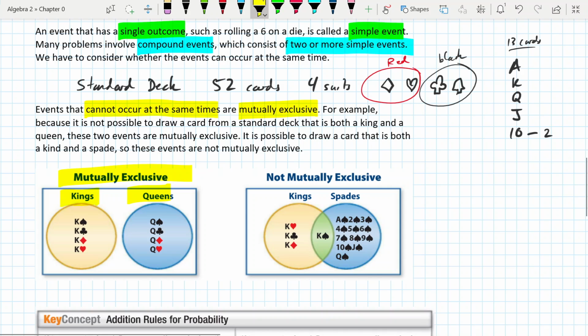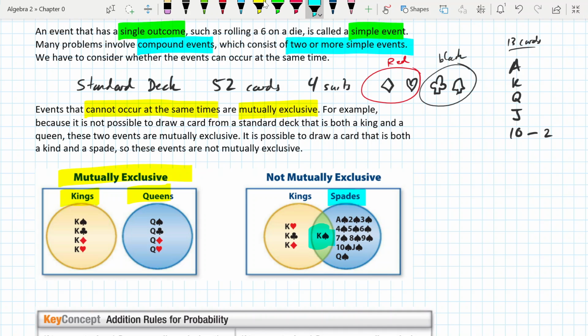For a not mutually exclusive event, we're looking for things that can both happen. We were talking about suits here: the diamonds, hearts, clubs, and spades. The spades have a king. Well, you can pull a king out that is also a spade. So if your option is pull out a king or a spade, you'd have this problem where you might have both things happening at once with the king.